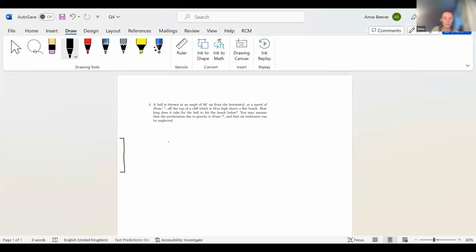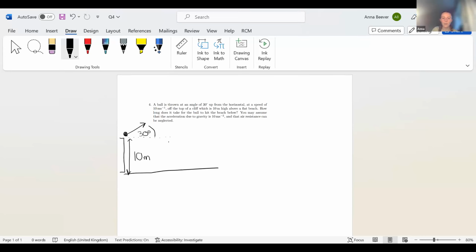So if we draw our cliff, which is 10 meters high, and we have a flat beach. Sorry about my drawing. And we have a ball being thrown at an angle of 30 degrees above the horizontal. So we want to know how long it takes for the ball to hit the beach below. And we may assume that the acceleration due to gravity is 10 and the air resistance can be neglected.